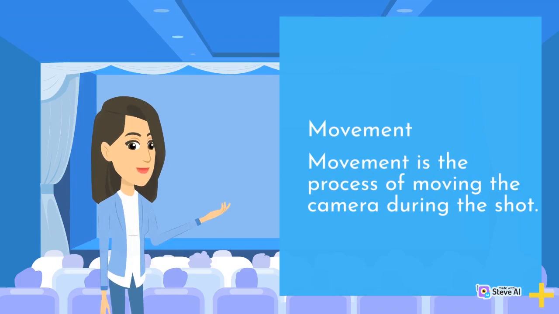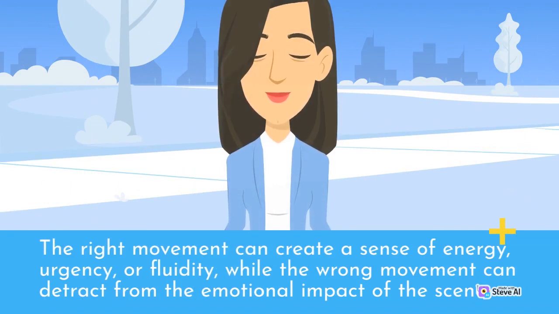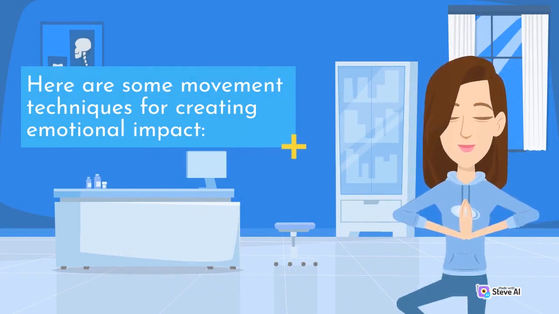Movement. Movement is the process of moving the camera during the shot. The right movement can create a sense of energy, urgency, or fluidity, while the wrong movement can detract from the emotional impact of the scene. Here are some movement techniques for creating emotional impact.